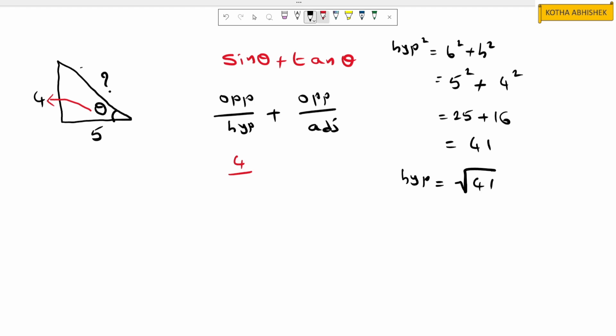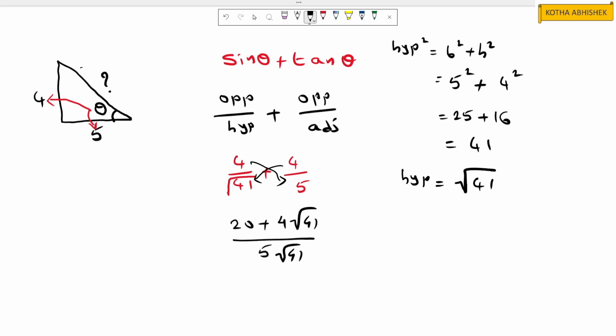So here in the place of hypotenuse, substituting under root 41, plus opposite divided by adjacent, right? For this theta opposite is 4, divided by adjacent. For this theta adjacent is 5 units, so 5. Here both the denominators are different. We will go with the cross multiplication. 4 times 5 is 20 plus 4 times root 41, 4 root 41, divided by root 41 into 5, 5 times root 41. This is the value.